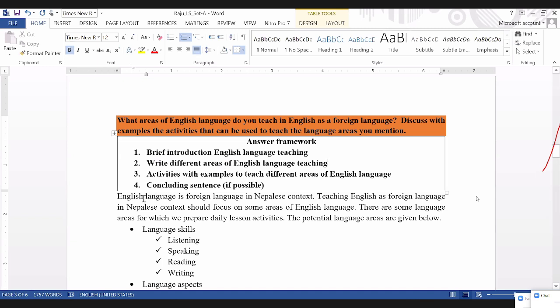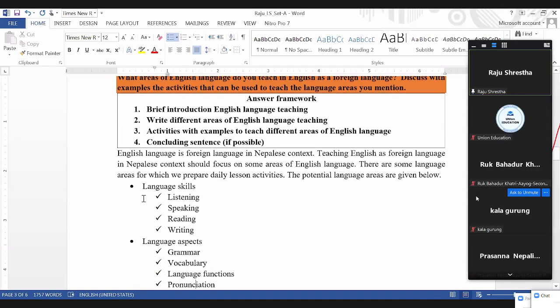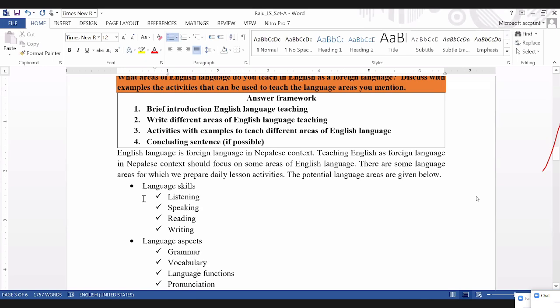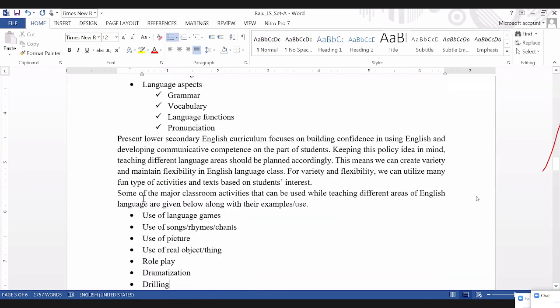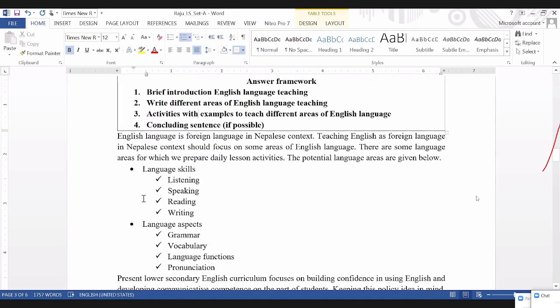a concluding sentence like this. So English language is a foreign language in the Nepalese context. Teaching English as a foreign language in the Nepalese context should focus on some areas of English language. There are some language areas for which we prepare daily lesson activities. The potential language areas are what? Language skills. We teach listening, we teach speaking, we teach reading, we teach writing. Then aspects, we teach grammar, we teach vocabulary, we teach functions, we teach pronunciation. So language skills and aspects are the areas of English language teaching. This we do.